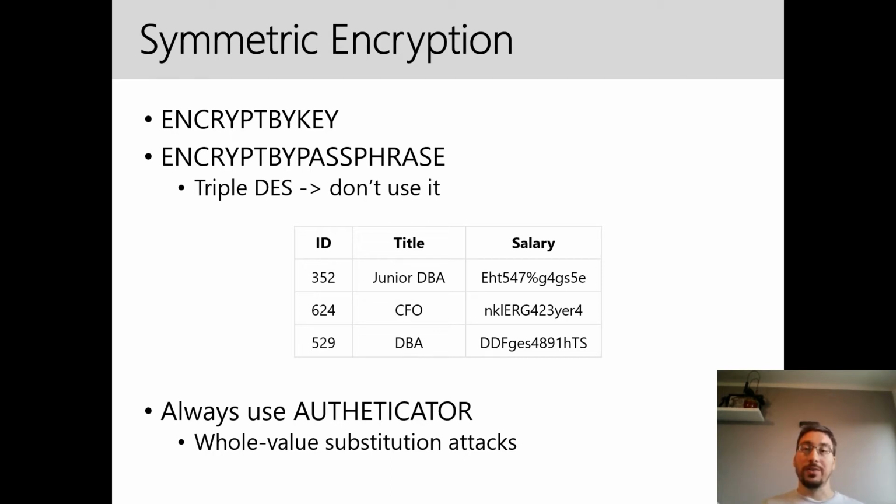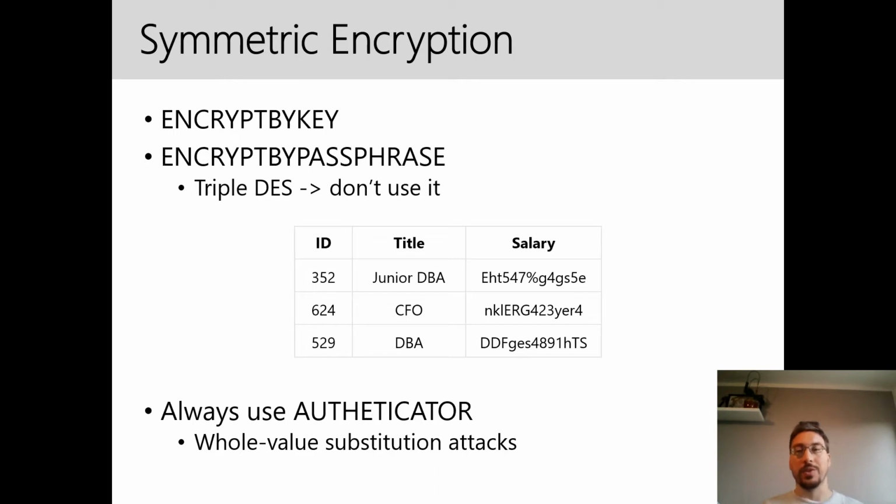So when they get to junior DBA salary, which would now be the DDF, GES, etc., they would use the authenticator ID of 352. And because that is different from the 529 for the DBA, it would fail, and it would throw the error, right? In this way, we would know that the values somehow are wrong, and we could go and investigate what happened, right?